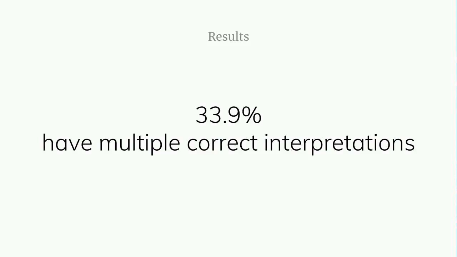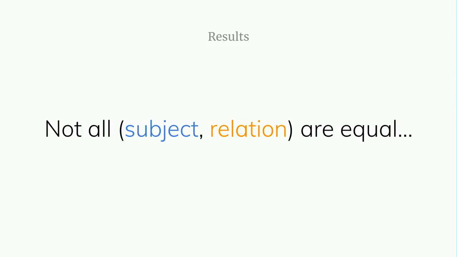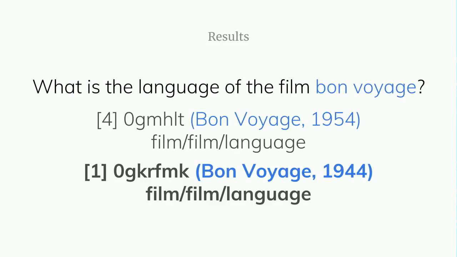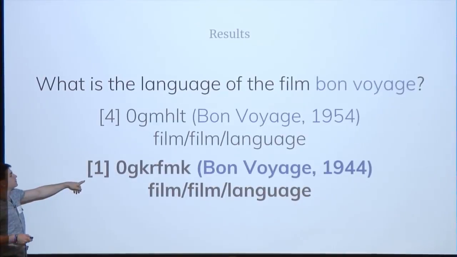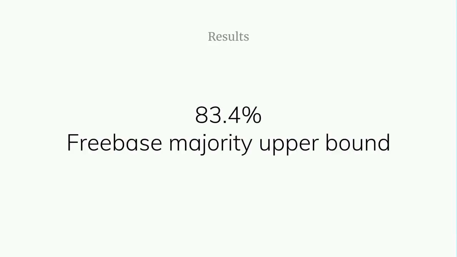Okay, so our results. We find that on this widely used benchmark, 33.9% of the questions have multiple correct interpretations and are therefore unanswerable. So in computing the upper bound, we find that not all subject relations are equal. For example, in this case, we come up with the relation film language, but we have an option between 2 subjects. This one right here comes up 4 times in Freebase, while this one right here comes up once. And that distribution allows us to set a majority upper bound. So we pick the subject relations which happen most often in Freebase, and we find that the best we can do if we follow that simple baseline is 83.4% on this dataset, which is quite close to the 77% state of the art.